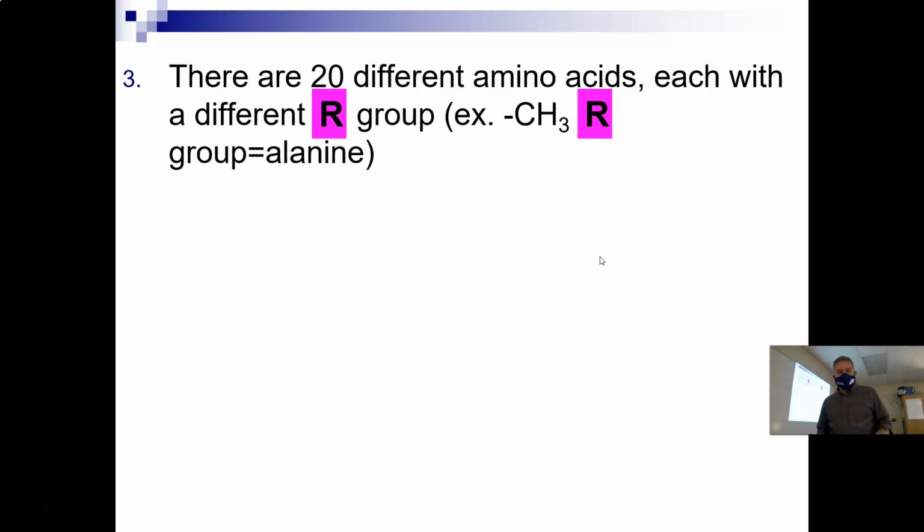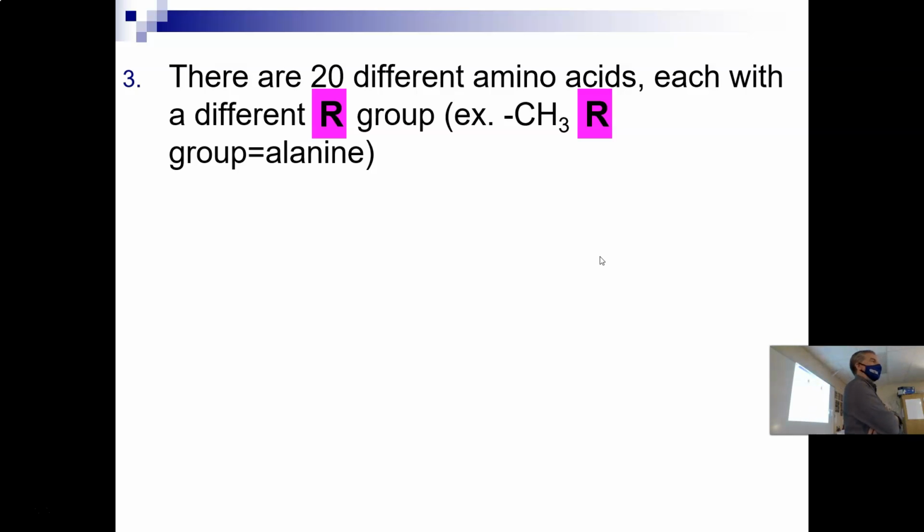But the thing about those R groups is, they're all part of a long chain. Each one does something different to the chain. Some make the chain bend a little bit. Some actually make it fold back on itself. Some of them make it acidic. Some make it basic.